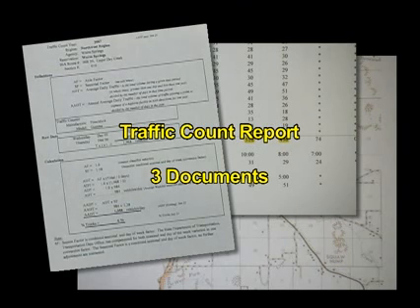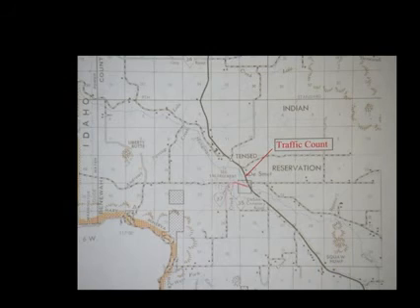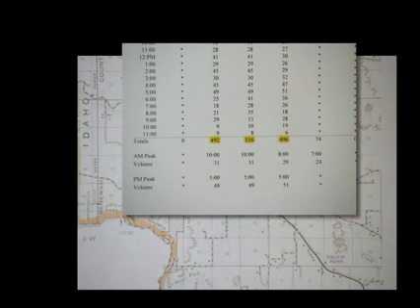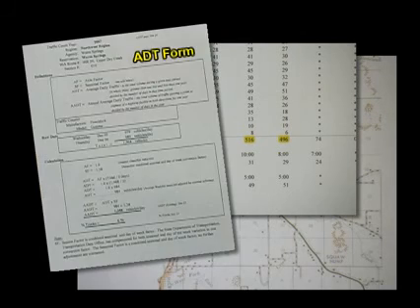Typically, when preparing the report for traffic count, you would include 3 documents: a map showing where the traffic counter was located, the results of the traffic count in the raw data report, and finally, the processed ADT form.